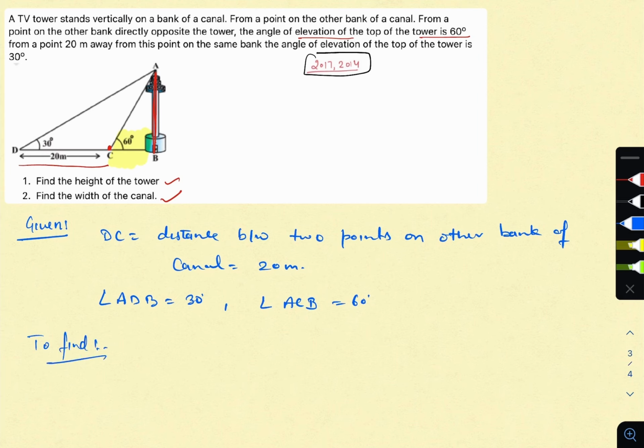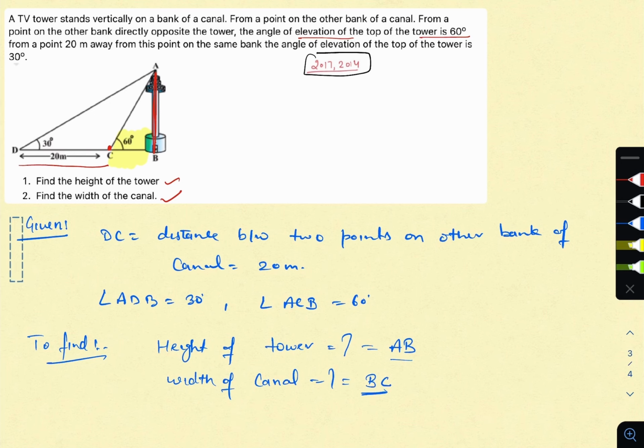what we have to find out here. The first part is to find the height of the tower. The height of the tower is represented in the figure by AB, and the width of the canal is represented in yellow color, that is BC. These things we have to find out. So after writing these things, we will start our solution.